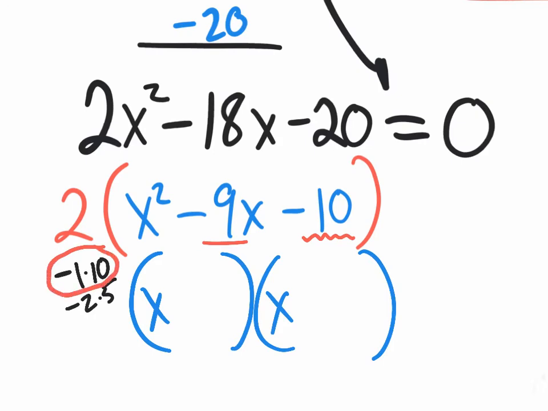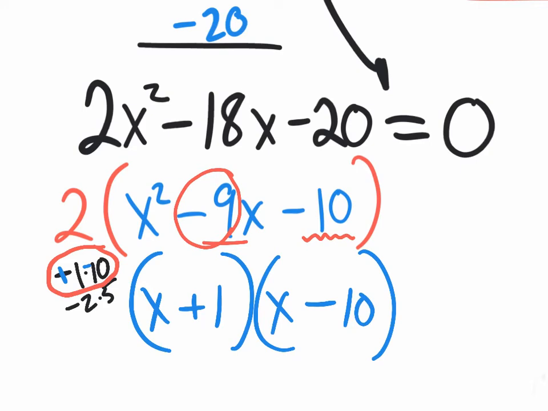The negative 1 and 10, but that'll give you a positive 9, and we know we want a negative 9. So we're going to change the signs. We have the right numbers, we just have the wrong signs. So make it a positive 1 and a negative 10. So on our factored form answer, it's going to be a positive 1 and a negative 10.